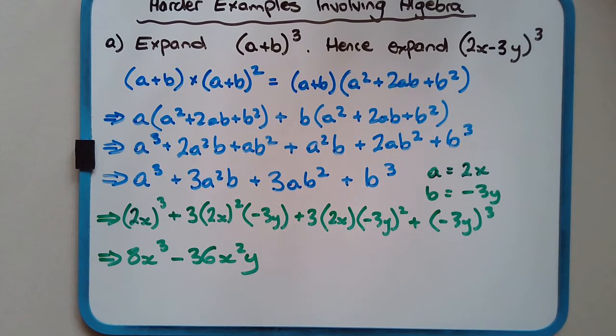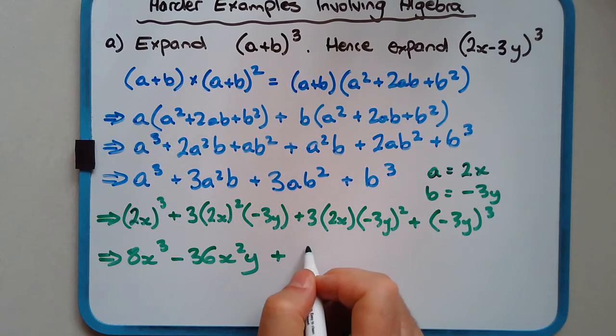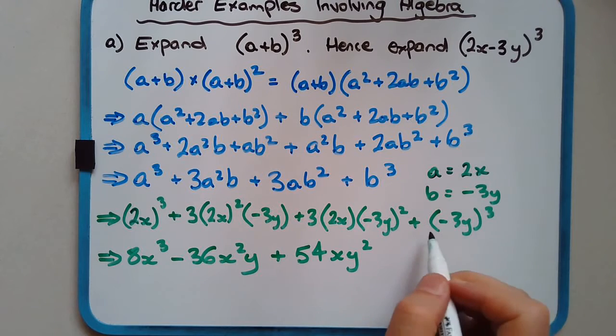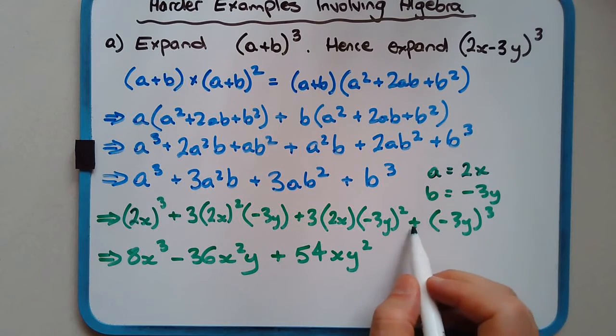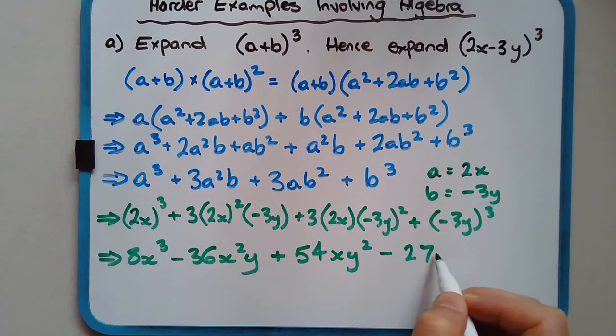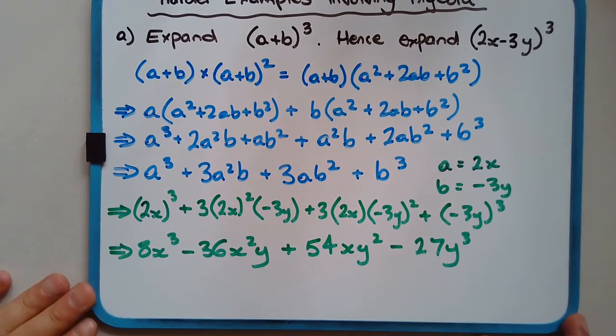Next one. So you've got 3 times 2x times (-3y) all squared. So (-3y) all squared is positive 9y squared. So 9 times 6 is 54, and we have xy squared. And finally, plus (-3y) all cubed. So (-3) all cubed is minus 27, and y to the power of 3 is just y cubed. And there's our expanded expression.